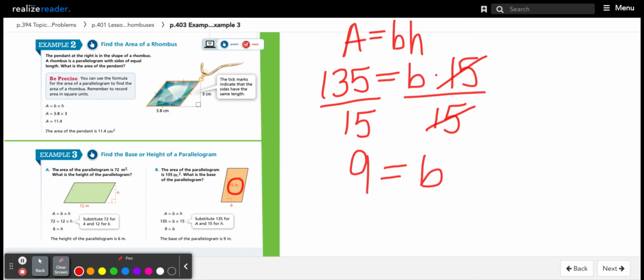And it would be 9 inches, because the word problem talks about inches squared. If we look at the picture, the height is in inches. The unit will always be the same. If it's inches, it's inches. If it's meters, it's meters. Centimeters, centimeters. Whatever it is, it will stay consistent.